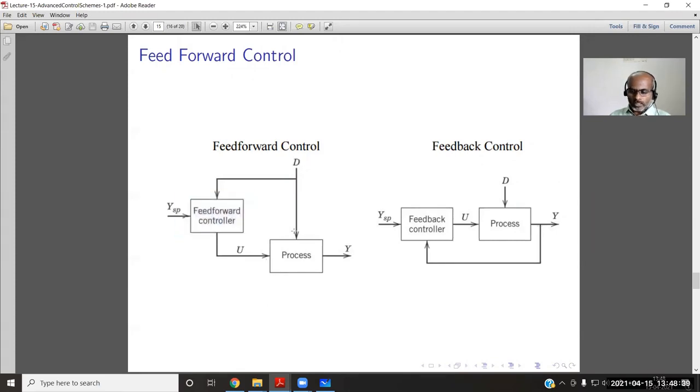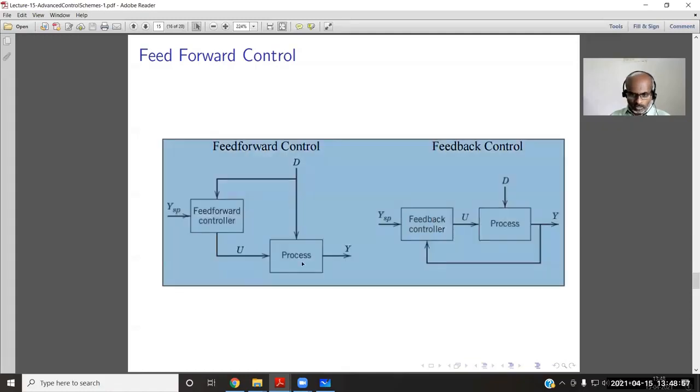Okay. So we don't have any feed forward here. There is no feedback. In feedback, the measurement is going to the controller, so there is a feedback, there is a recycle, information is given back. Here you don't recycle anything. There is no information recycle.